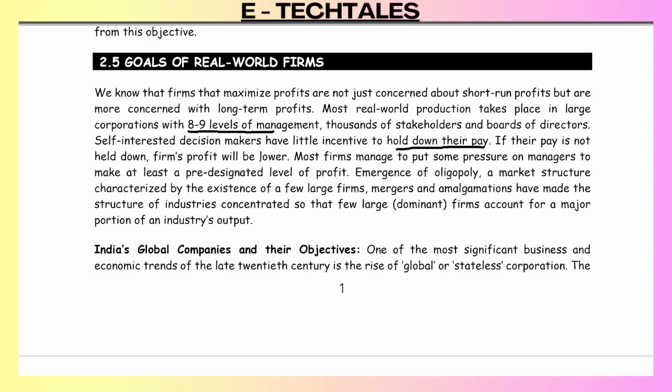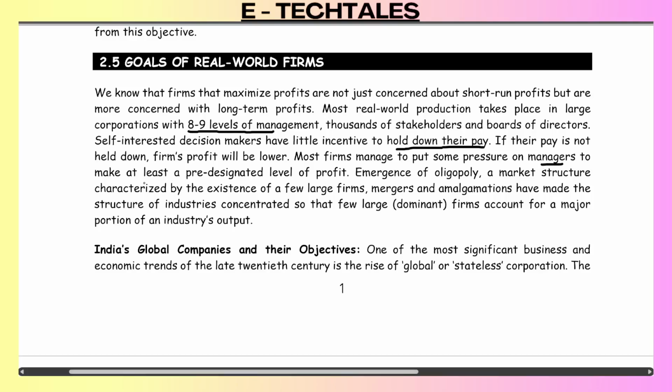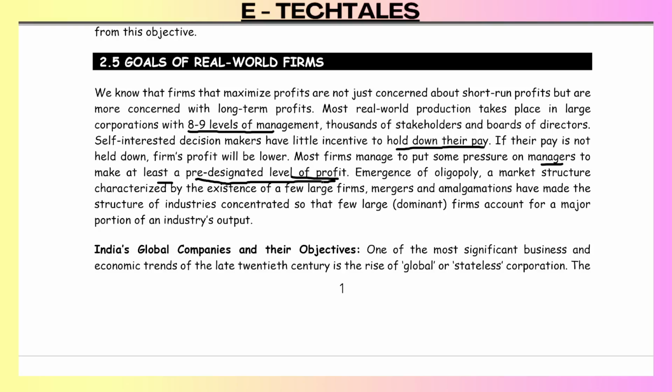However, firms often exert pressure on managers to meet designated profit targets. So firms exert pressure on the managers so that the managers can push the other people to work to a pre-designed level of profit. This has to be done. This is the target profit. You have to achieve it.